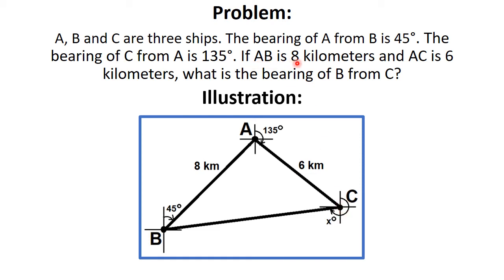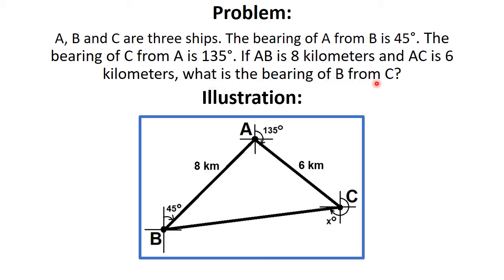If AB is 8 kilometers and AC is 6 kilometers, in that case we label the segment AB as 8 kilometers and the segment AC as 6 kilometers. We may adjust the lengths of the segments to conform with the given distances. In this case, 6 kilometers is shorter than 8 kilometers, so we're okay with our illustration.